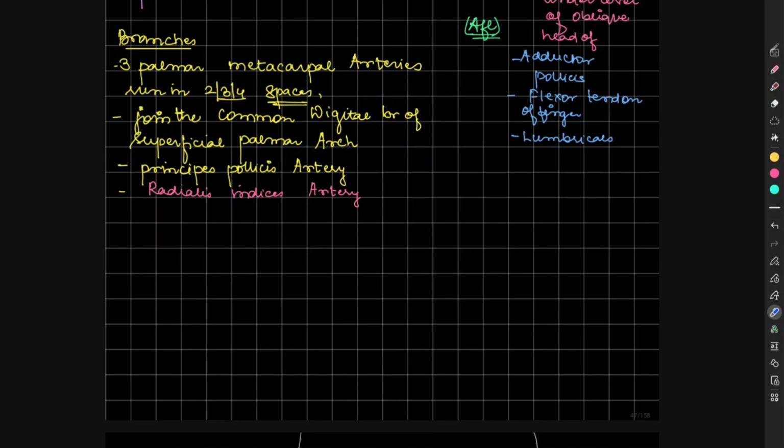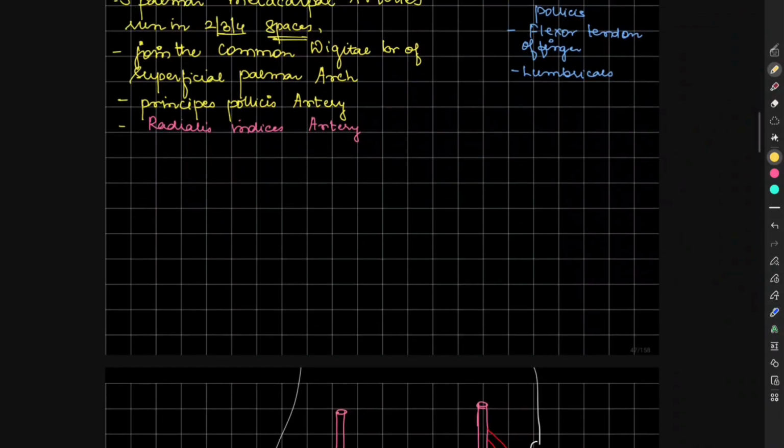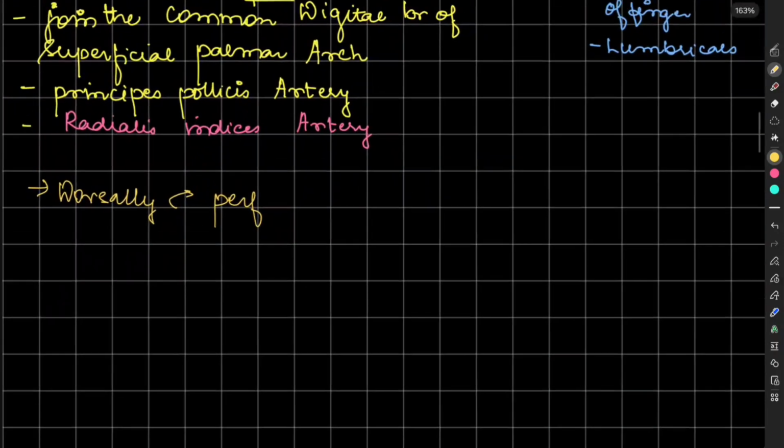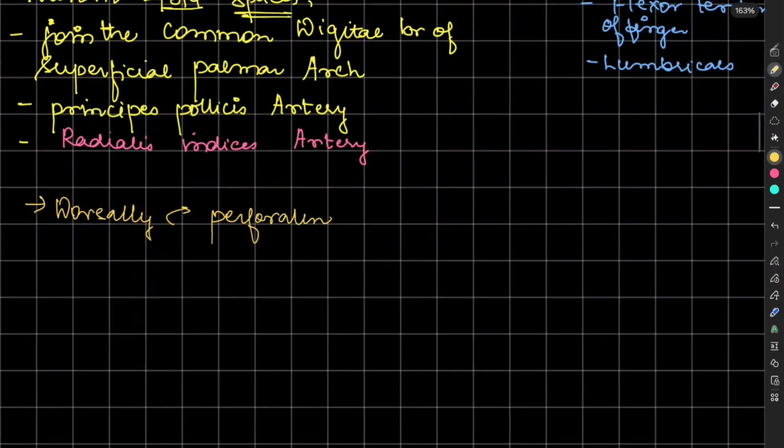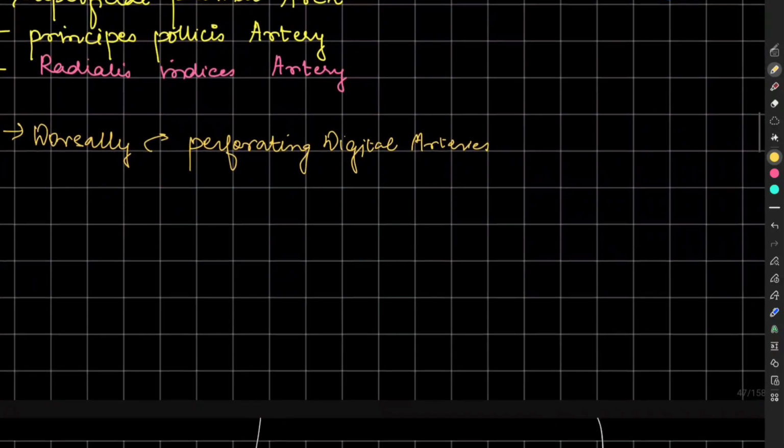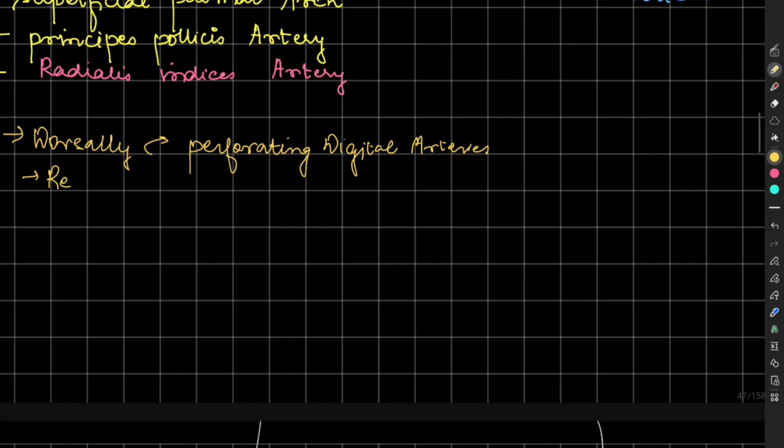Then we have the perforating digital arteries. It's okay if you just write the name. Dorsally, we have the perforating digital arteries, and we have the recurrent branch.